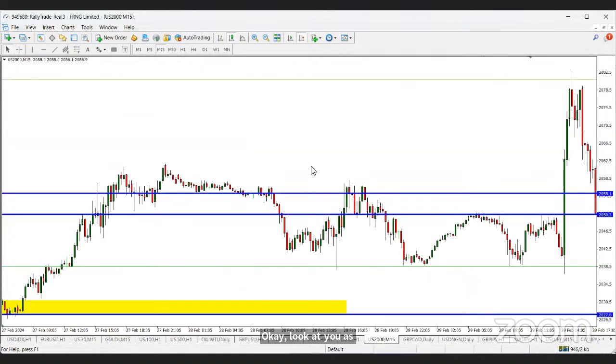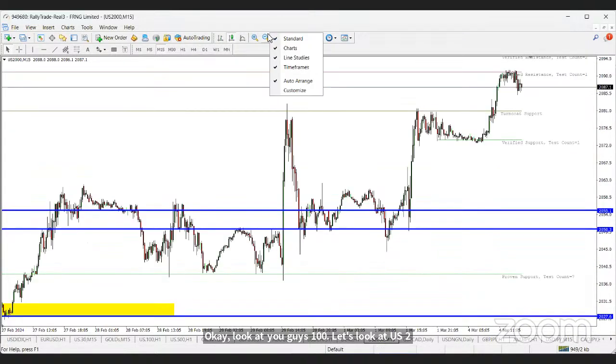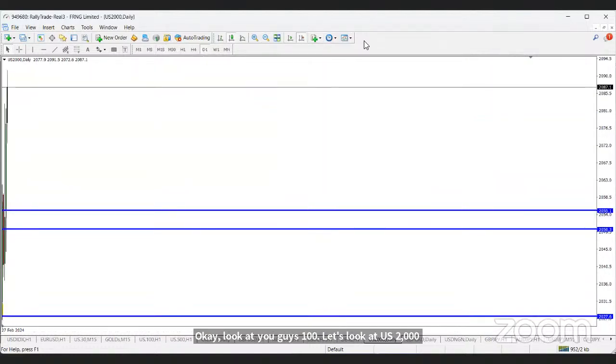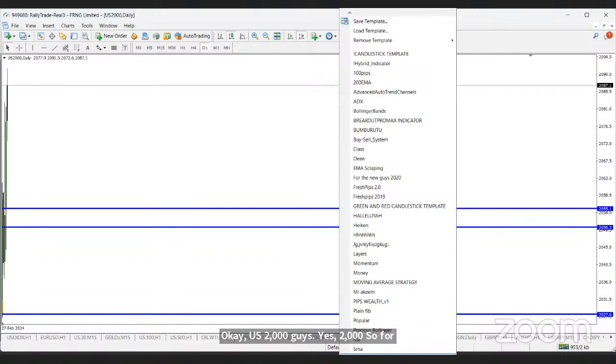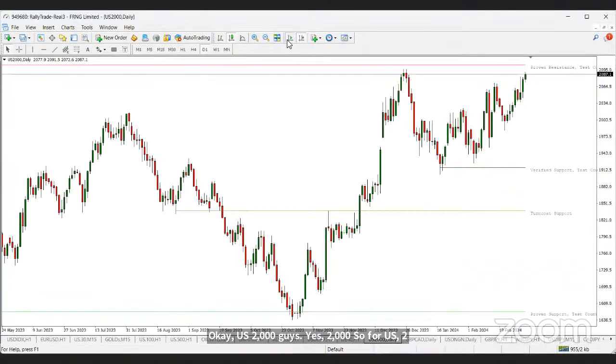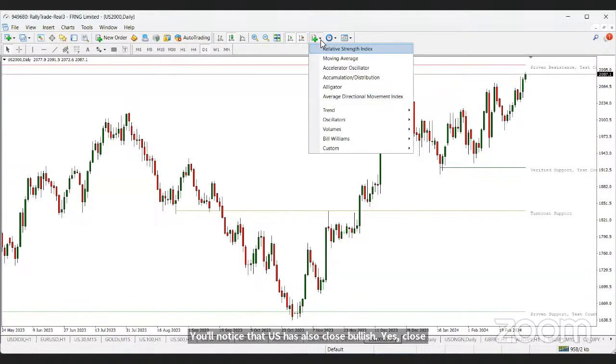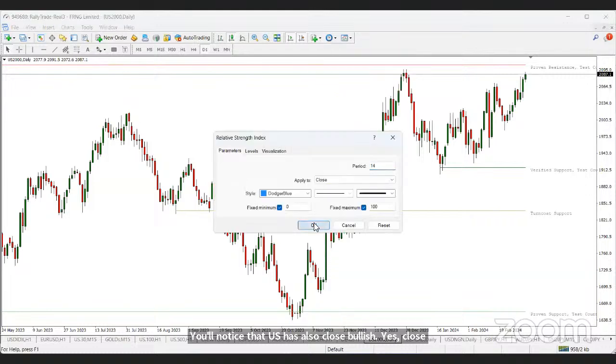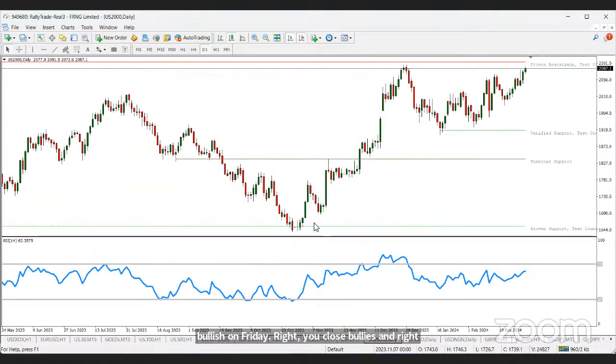Let's look at US 2000. Okay, US 2000, guys. For US 2000, we are currently on the daily time frame. You will notice that US 2000 also closed bullish yesterday, closed bullish on Friday, right? It closed bullish, and right now it's taking advantage of that bullish run. So that's what we're working with.